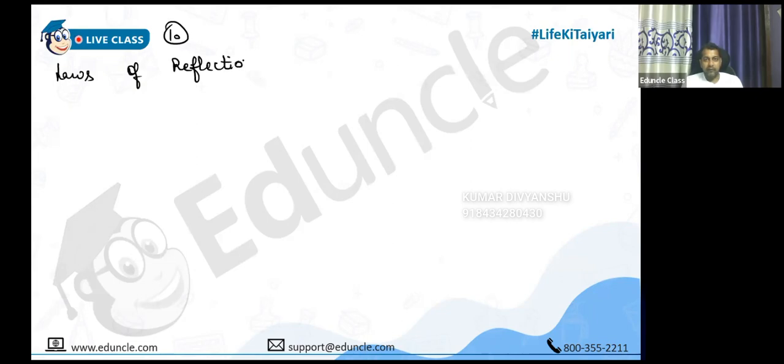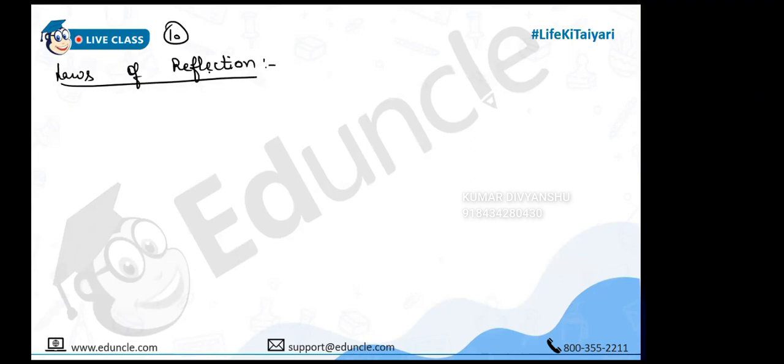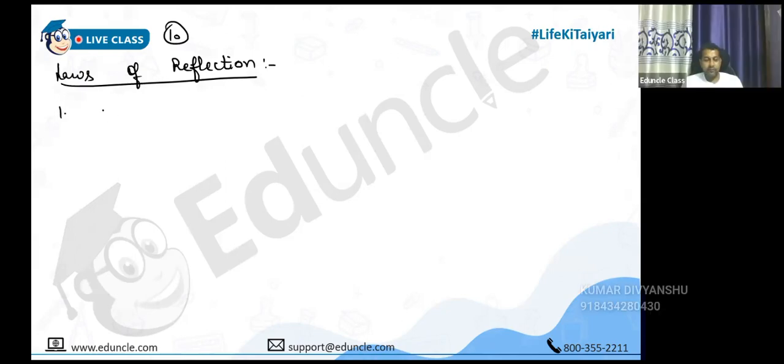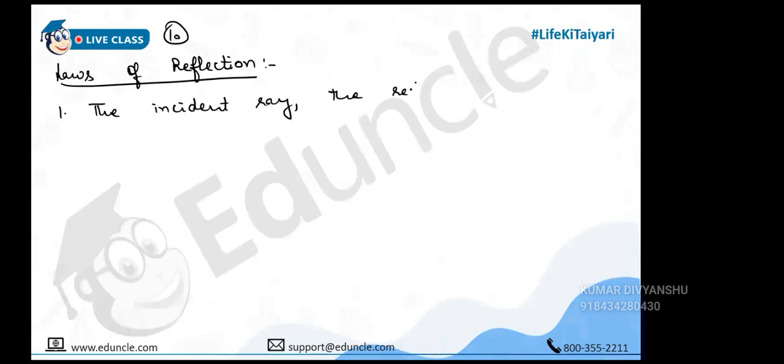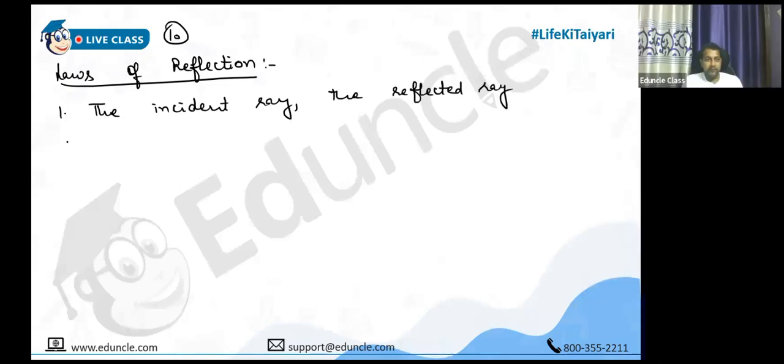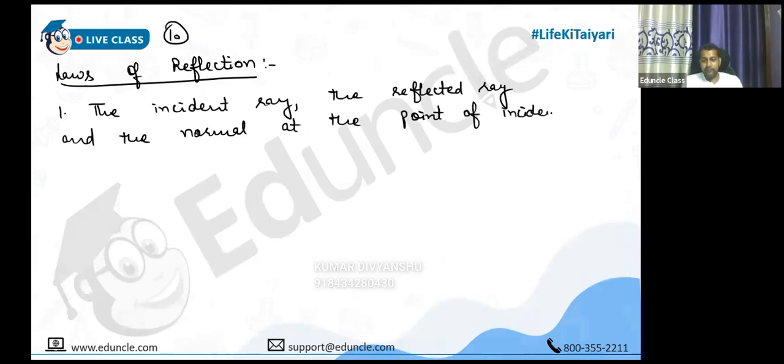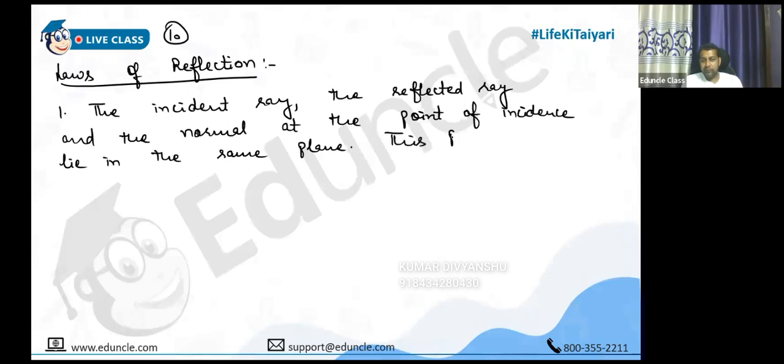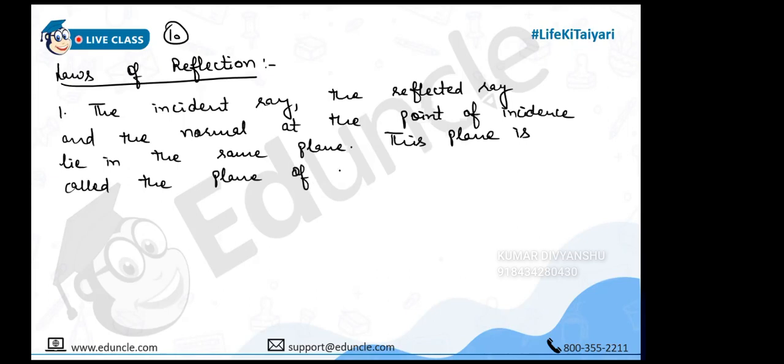Now, everyone knows about the laws of reflection, I think. What is the first law? The incident ray, the reflected ray and the normal at the point of incidence all lie in the same plane. And what is the name of this plane? Plane of incidence. It may also be called the plane of reflection.